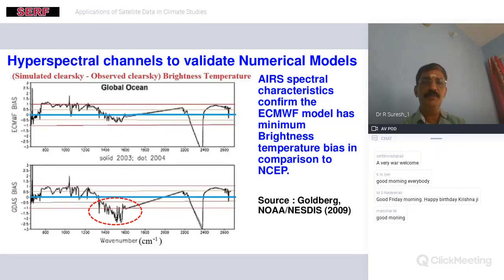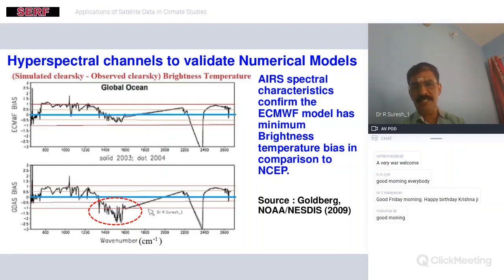radiation, which is always converted into brightness temperature. So that has been plotted as a bias. In the top portion of the view graph, you are seeing the ECMWF model bias, and the bottom one is from the NSERF bias. So you can very well see that the graph is almost similar everywhere, but for this particular area, which I circled in red color, which is varying somewhere between 1400 and 1600 wave number.